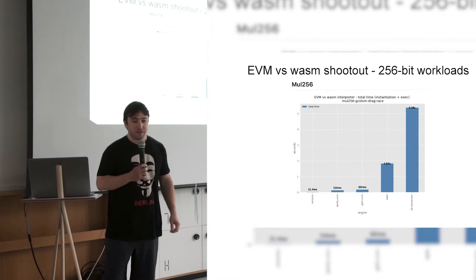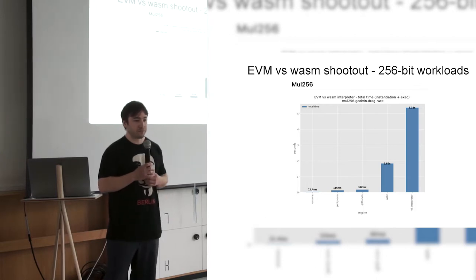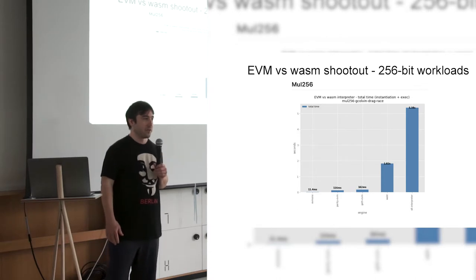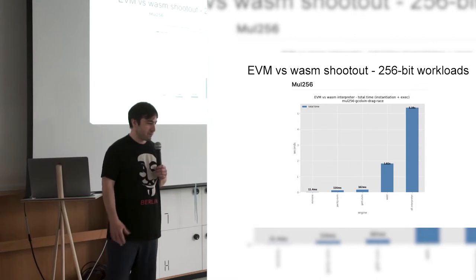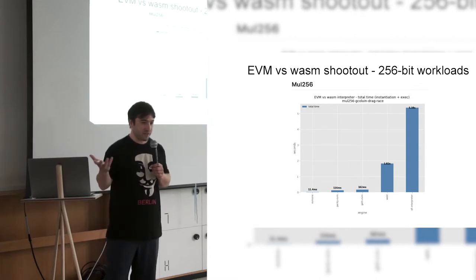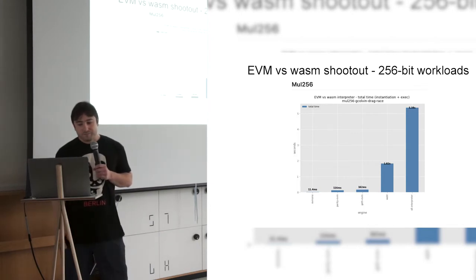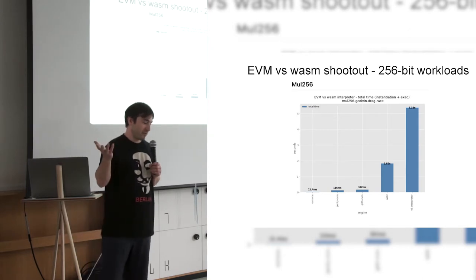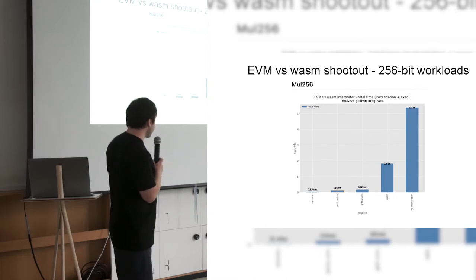And what Greg always said was, yeah, EVM is slow. Of course, it's going to be slower. That's the common wisdom. Using a 256-bit stack, why would you do that? It doesn't match the architecture. Obviously, it's going to be slower. But Greg would say, well, actually, that should make it faster on 256-bit workloads, which was totally true.